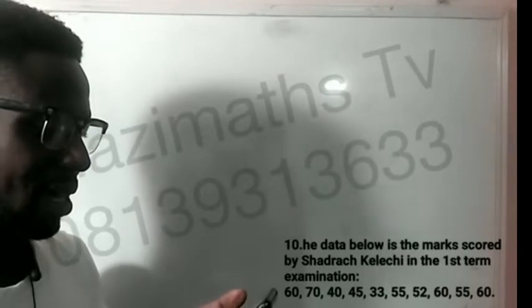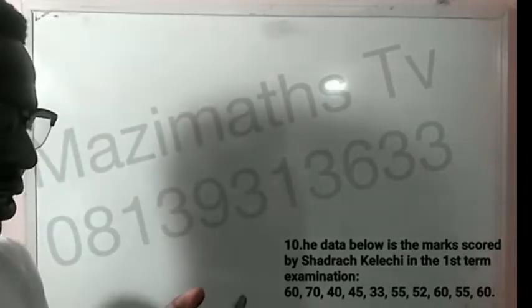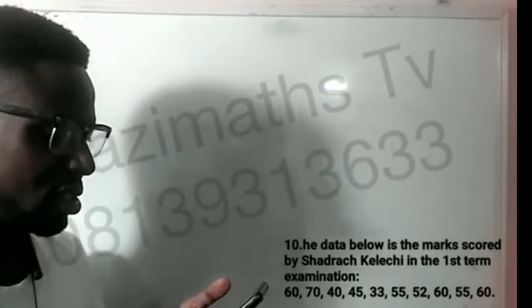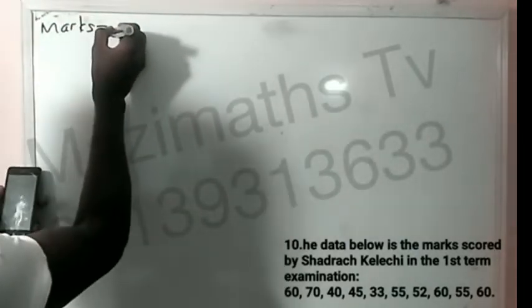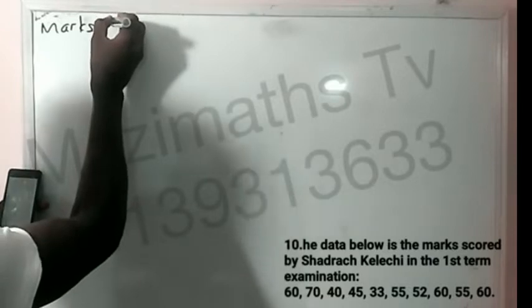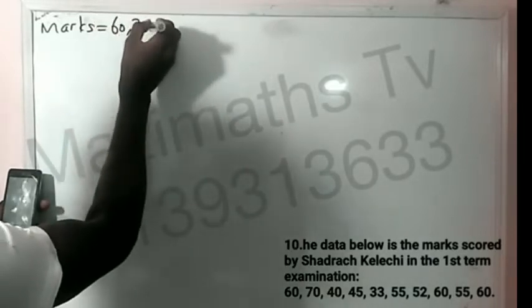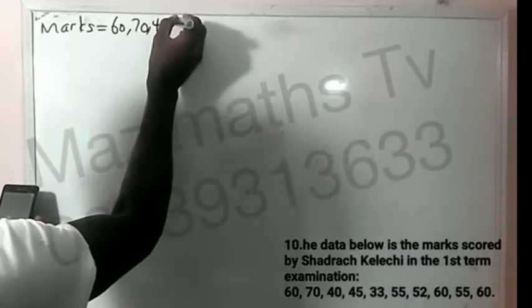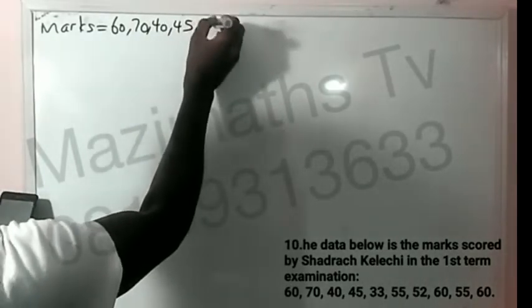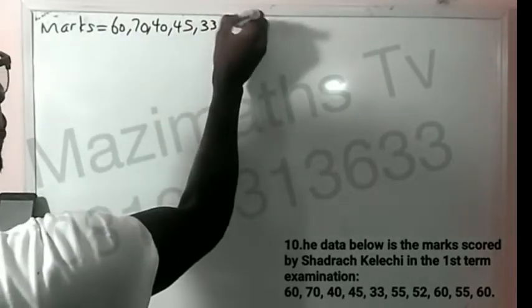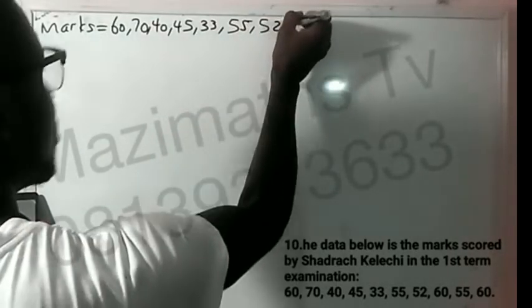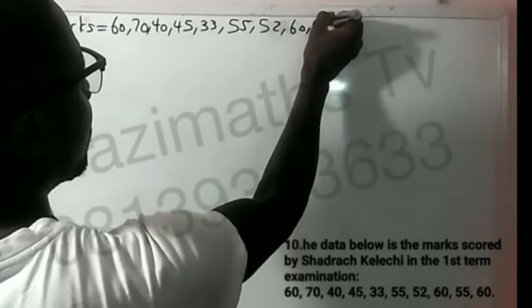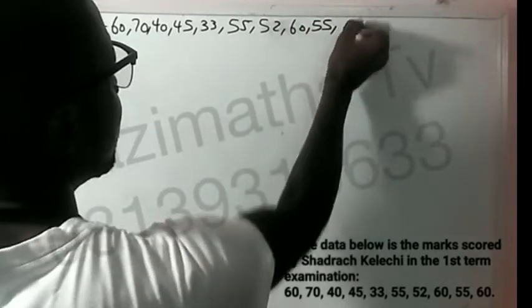Question number 10. The data below is the marks scored by Shadrach Kelechi in first term examination. These are the marks scored by the boy: 60, 70, 40, 45, 33, 55, 52, 60, another 55, and another 60.